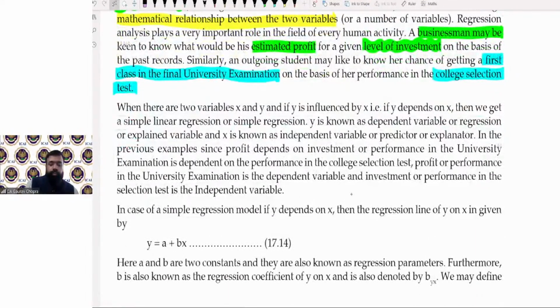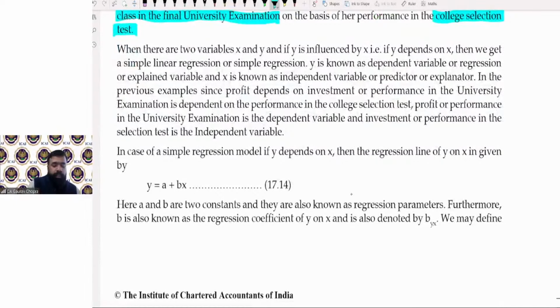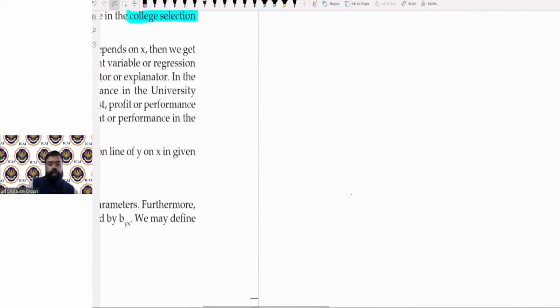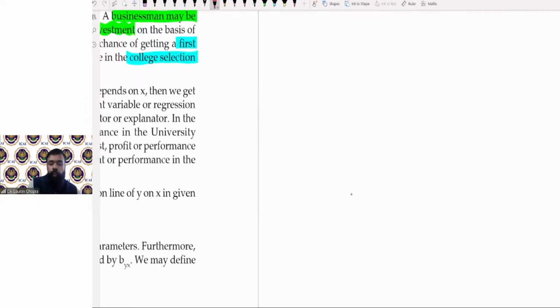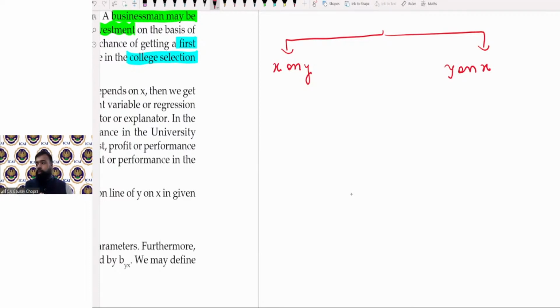So the basic equation is y is equal to a plus bx. This is the basic equation. Another kind of equation can be x is equal to a plus by. So let us write the two types of equation. Two types of equation: one is x on y and the other is y on x.